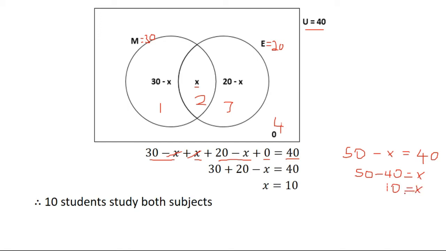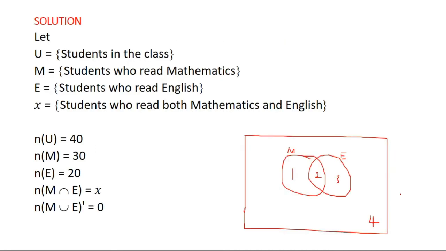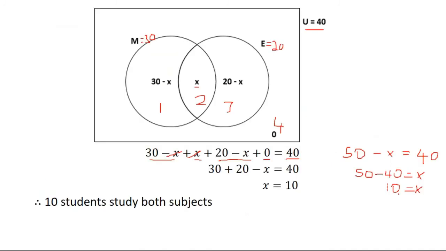So we found S, and remember that we said S is the number of students who read both subjects. So the number of students who read both subjects is equal to S. Now we found S to be 10, so we can say that therefore 10 students read both subjects. That is, 10 students read both mathematics and English.